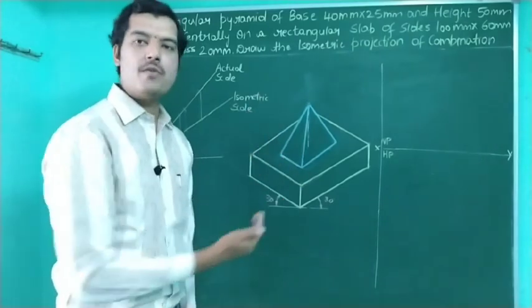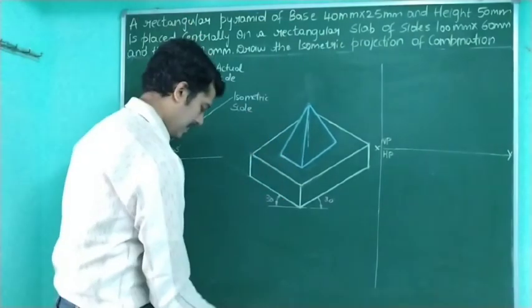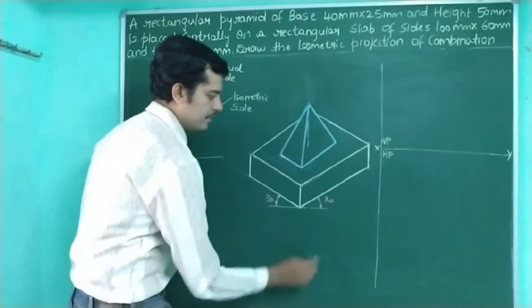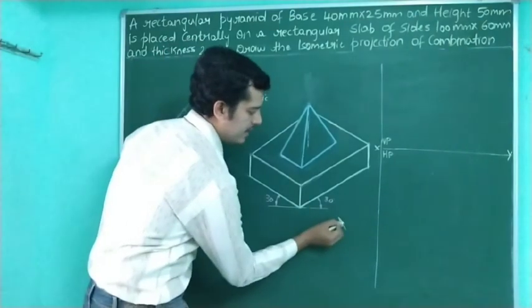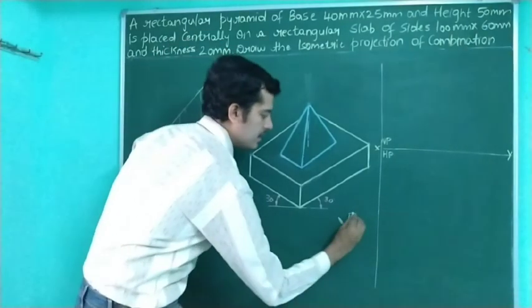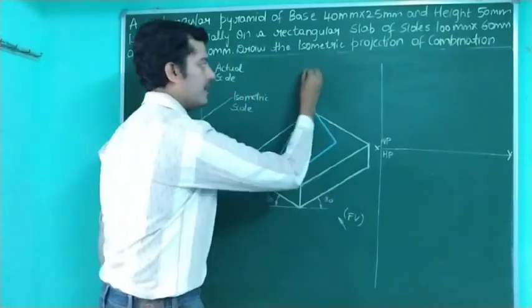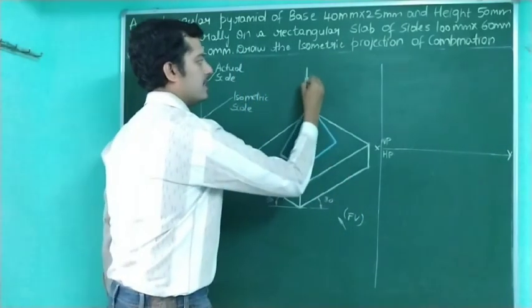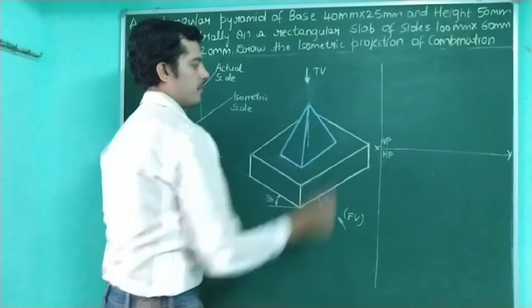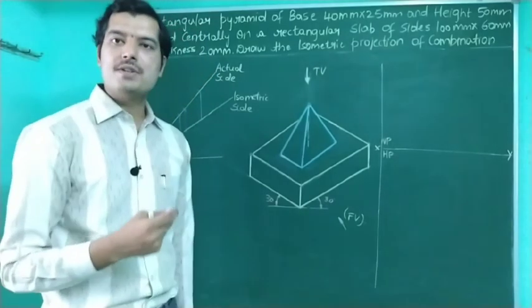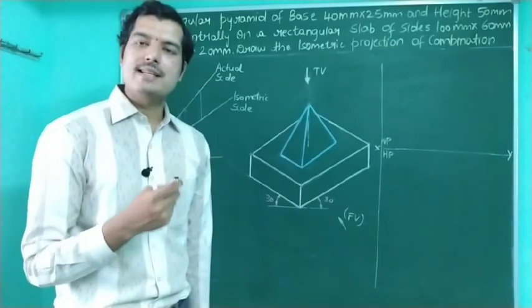Now let us go for the orthographic projection. Let us just imagine the observer is standing over here. So here is the observer. For the observer, this will be the front view, and for the same observer, this will be the top view. What are all the dimensions the observer can see in the front and the top view?